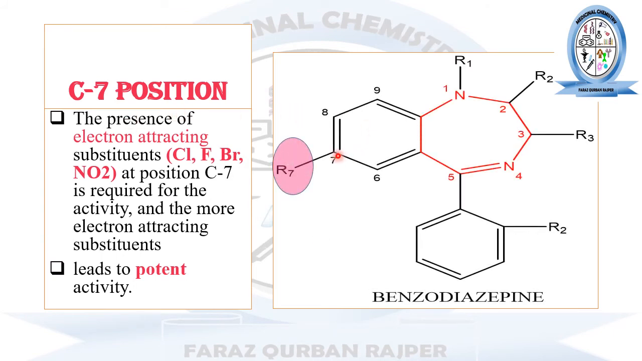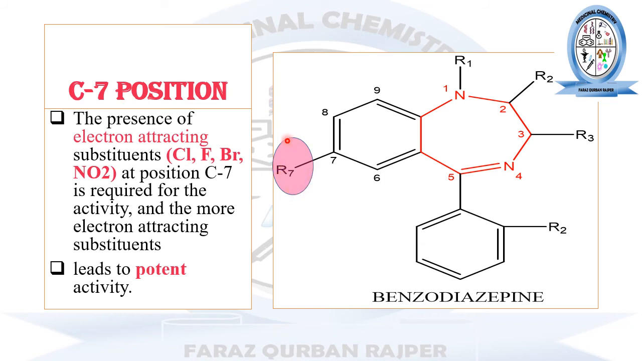The carbon number 7 position of the benzodiazepine must be substituted with an electron attracting functional group like a halogen atom, chlorine, fluorine, bromine, or nitro group. This will increase the biological activity of benzodiazepine, and this also has an effect on the potency of benzodiazepine.